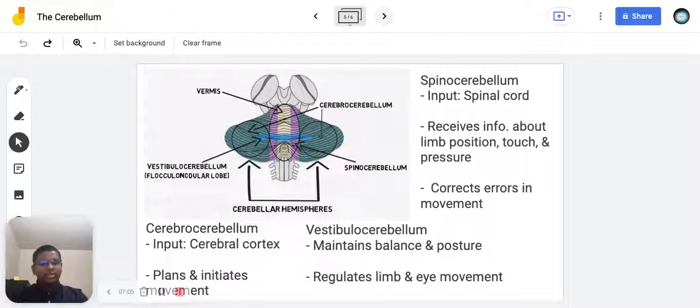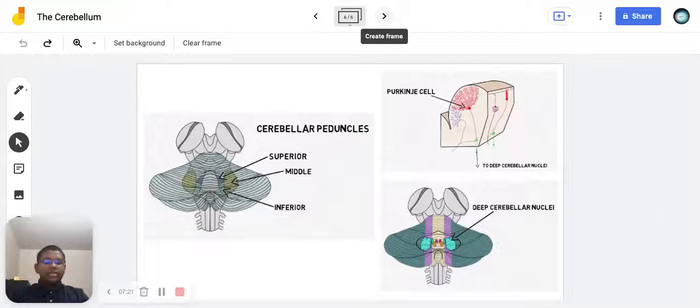The vestibulocerebellum is also known as the flocculonodular lobe and is important to maintaining equilibrium and bodily balance. It is also important in correcting one's posture. The cerebellum communicates with the rest of the nervous system through three large pathways called the cerebellar peduncles, which include the superior, middle, and inferior cerebellar peduncles.